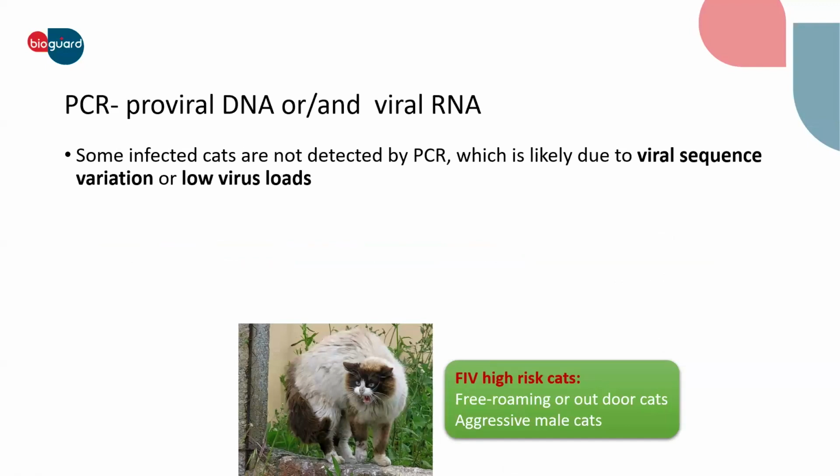And the PCR or RT-PCR detects provirus DNA or virus RNA. PCR, RT-PCR is quite a sensitive method, but sometimes some infected cats are not detected by PCR. It's likely because of virus sequence variation or low virus load.